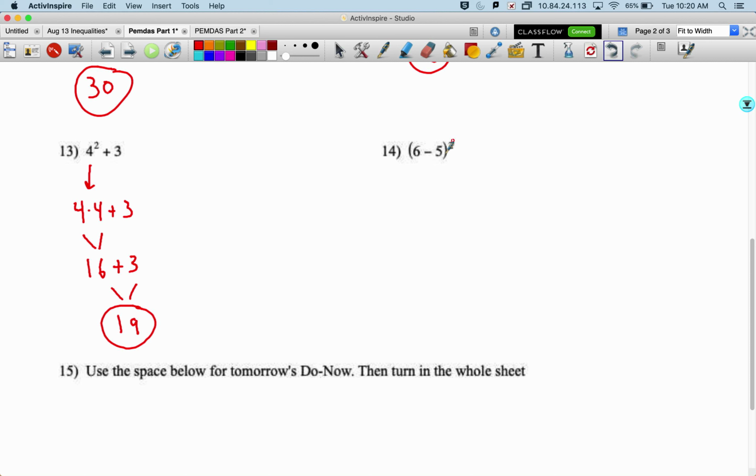Here parentheses come before exponents, so the 6 minus 5 becomes a 1. The parentheses are not needed anymore, so I can just drop them. And 1 squared, that means 1 times 1, which is just 1.